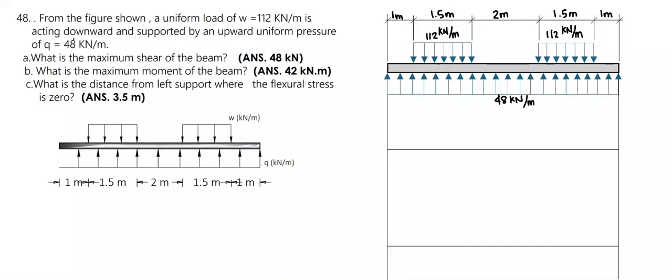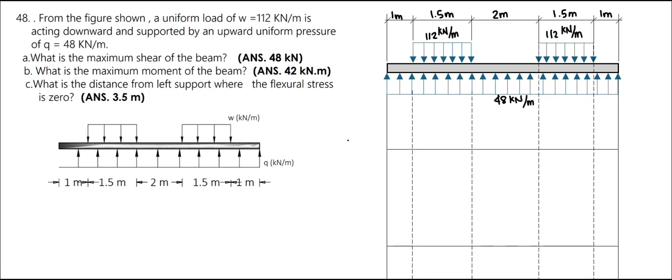In this problem, from the figure shown, a uniform load of W equals 112 kN per meter is acting downward and supported by an upward uniform pressure of Q equals 48 kN per meter. We are tasked to find the maximum shear of the beam, the maximum moment of the beam, and the distance from the left support where the flexural stress is 0. To solve this problem, we construct our shear and moment diagram.